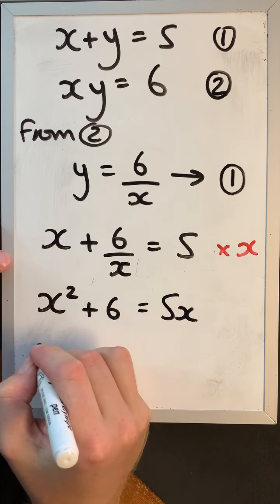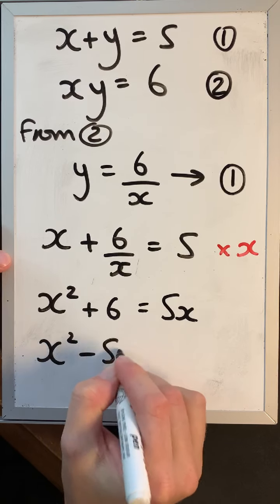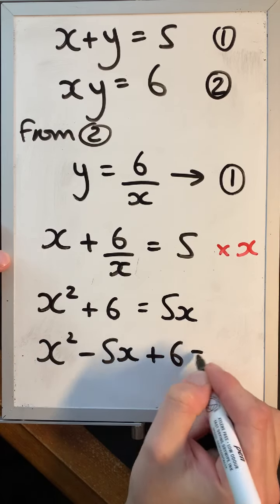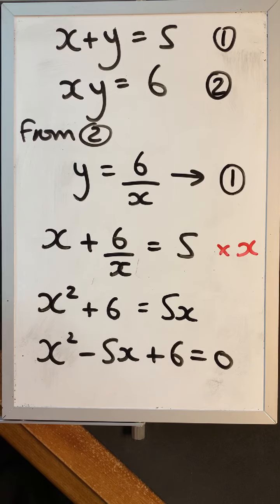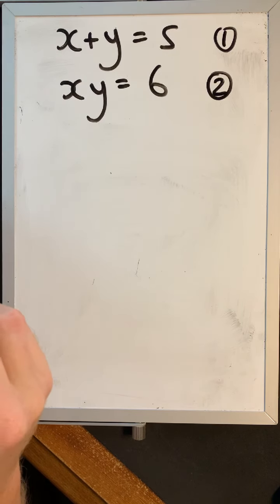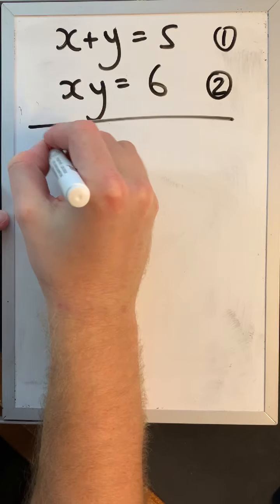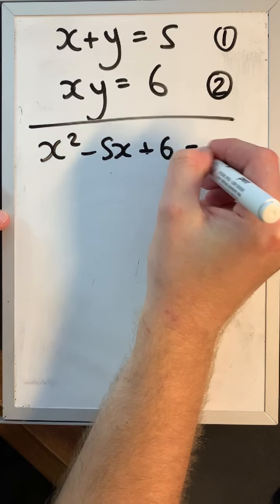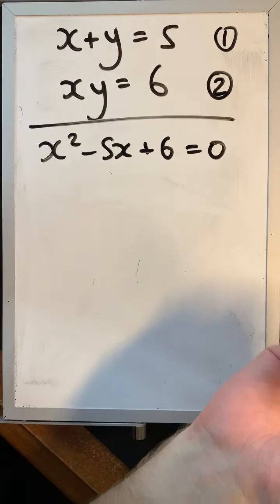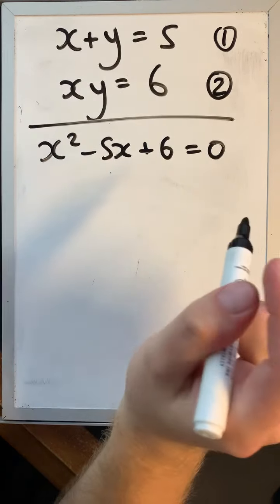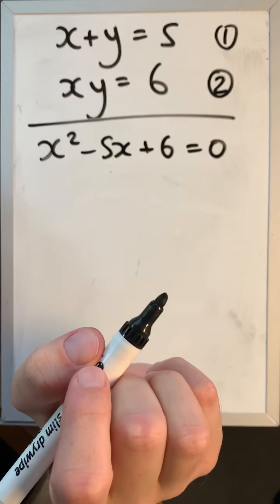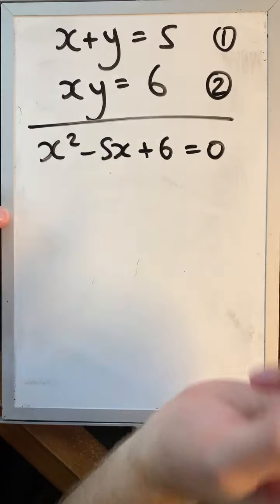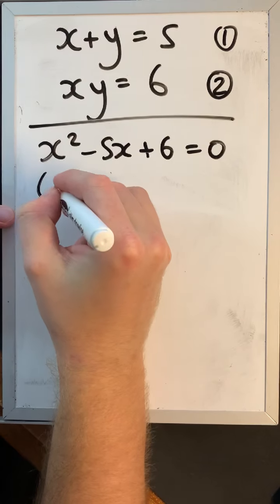Let's get this into quadratic form. And now we've got a quadratic to solve. This quadratic that we need to solve then is x squared minus 5x plus 6 equals 0. So of course we could do this either by factorizing or by using the formula. Hopefully you can see that this factorizes quite nicely.